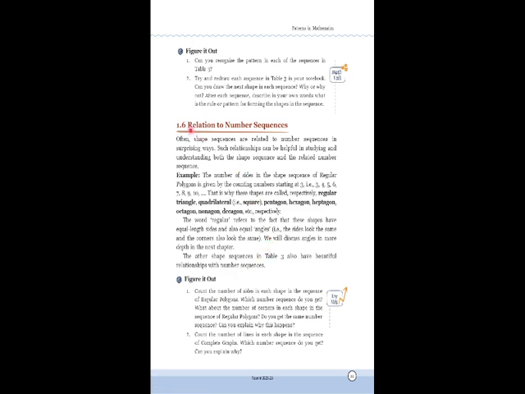Anyways, now let's have a look at relation to number sequences. Now, shape sequences are actually related to number sequences in ways you would not expect. Now, these relationships can help in studying and understanding both shape sequences and number sequences.